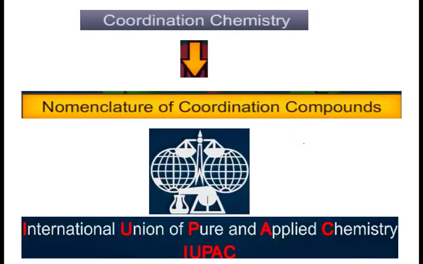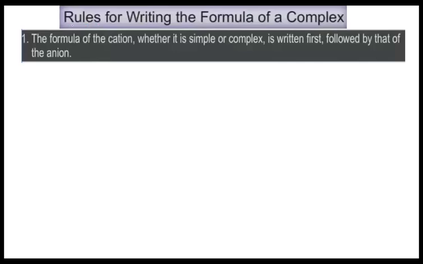The International Union of Pure and Applied Chemistry has done work in this regard and has given certain rules in order to name the coordination compounds so that all these rules can be followed all over. In this case we will discuss the nomenclature of coordination compounds in detail. Under the IUPAC nomenclature, we will first take up the rules for writing the formula of a complex. That means if the name of the complex is given, how to write its formula. There are certain rules, and we'll go through those one by one.